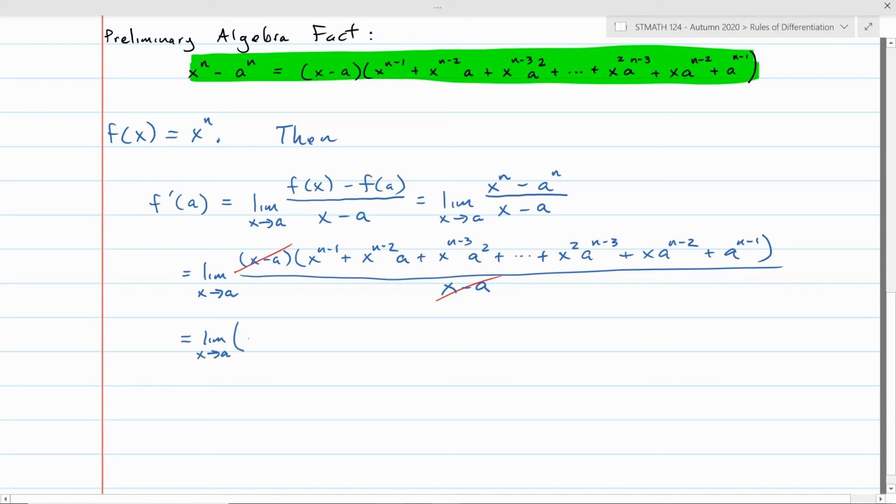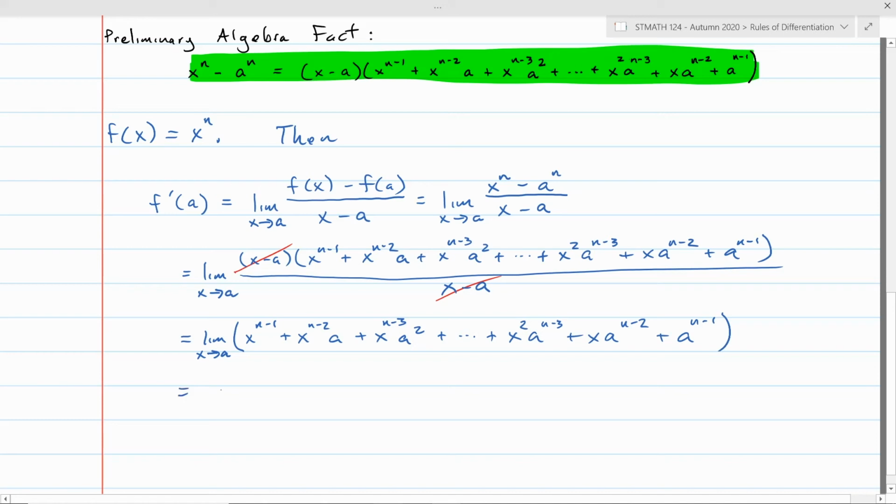So what we're left with is x to the n minus 1 plus x to the n minus 2 times a plus x to the n minus 3 times a squared. So the powers on x are going down, the powers on a are going up. By the time you get to the end, it looks like x squared times a to the n minus 3 plus x to the 1 times a to the n minus 2 plus a to the n minus 1. And I can do this by direct substitution here.